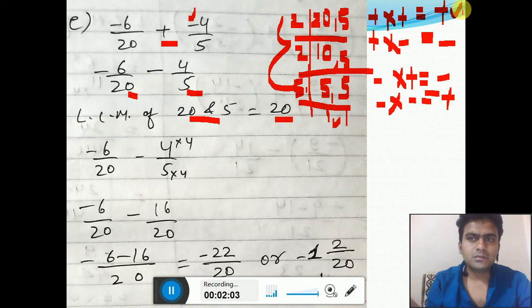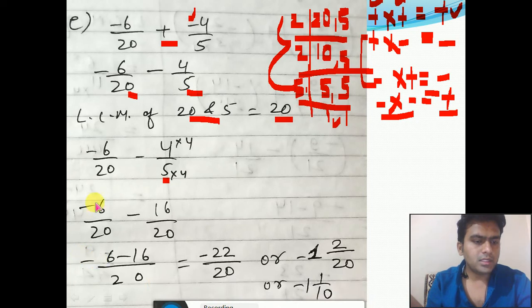So when the two signs are multiplied, plus into plus equals plus, and minus into minus equals plus, and for plus minus, and minus plus equals minus. So here plus minus equals minus. Now make the denominator equal, so multiply this 5 by 4, so this becomes 16 upon 20. Now this is also in minus and this number also in minus, so we will add the numbers. So after adding the numbers, 16 plus 6 total 22 and the sign minus.